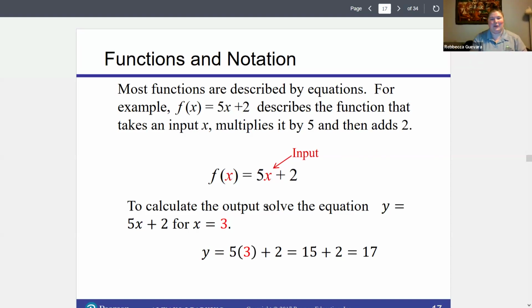To calculate the output, we would solve the equation y equals 5x plus 2. If we wanted to solve it for x equals 3, then what we do, like we've always done in the past, is just put 3 in to replace that x.